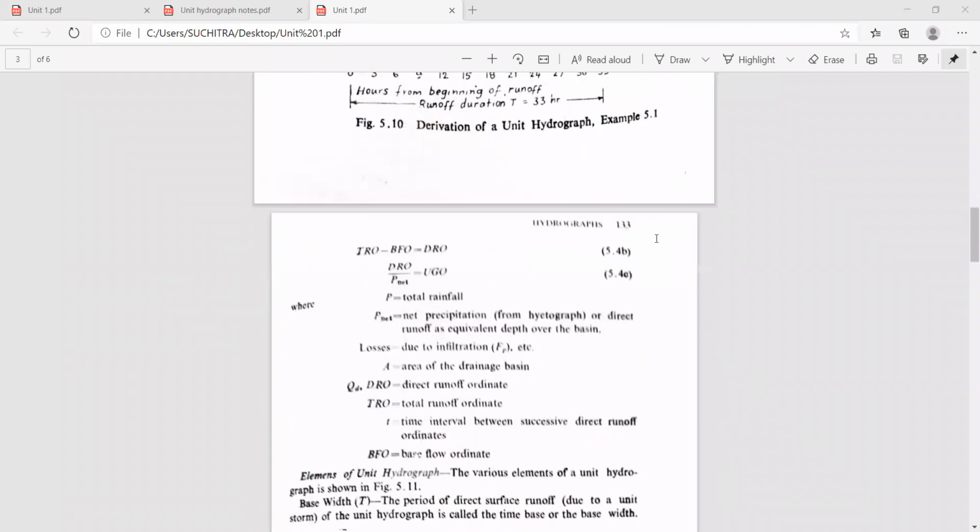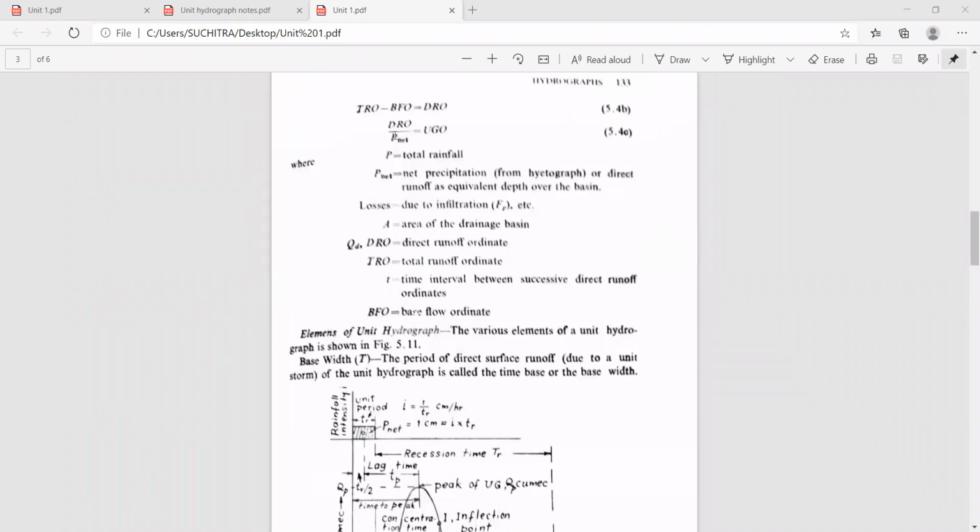Now you can see here the explanation. First you have to find out the total runoff ordinates, then subtract the base flow ordinates, and we get the direct runoff ordinates. These direct runoff ordinates divided by the net precipitation depth give you the unit hydrograph ordinates. Here P is equal to total rainfall, and P net is the net precipitation from the hydrograph, or direct runoff, as equivalent to the depth over the basin.